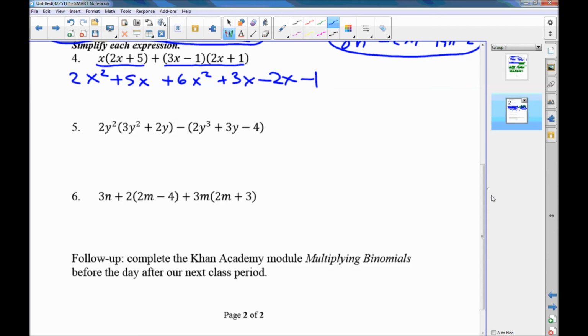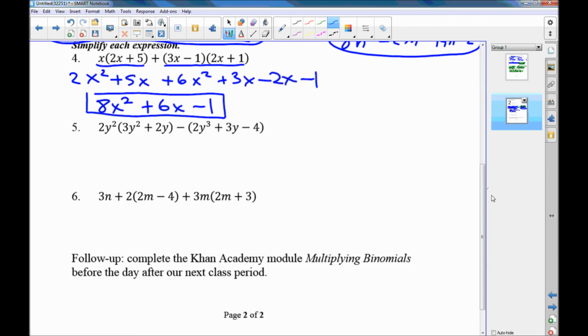Okay? So now we're ready to collect all of our like terms. So the x squareds can go together to make 8x squared. The x's will go together for 8 minus 2 for 6x, and then the minus 1 doesn't have any buddies. Okay, you do need to have both steps of work.